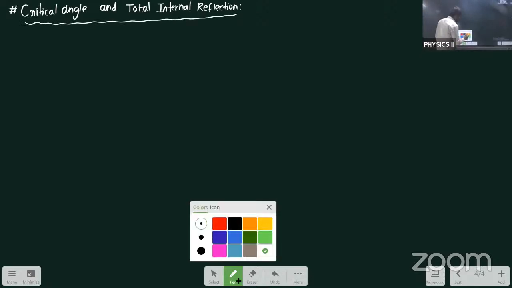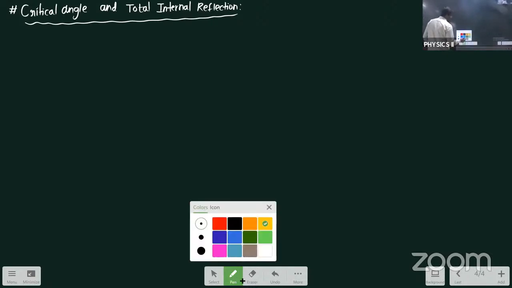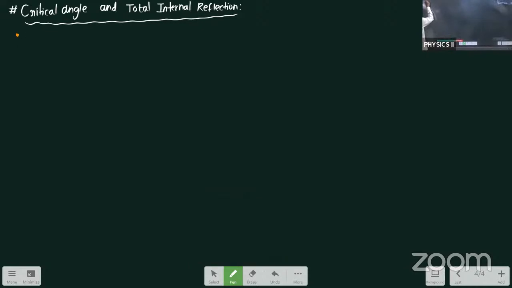Now see here. For these two phenomena to take place, one condition is required. What is that important condition required? That condition is that the light must travel from denser medium to rarer medium. In order to study critical angle and total internal reflection, the light must travel from denser medium to rarer medium. Without this condition, this phenomenon is not possible.